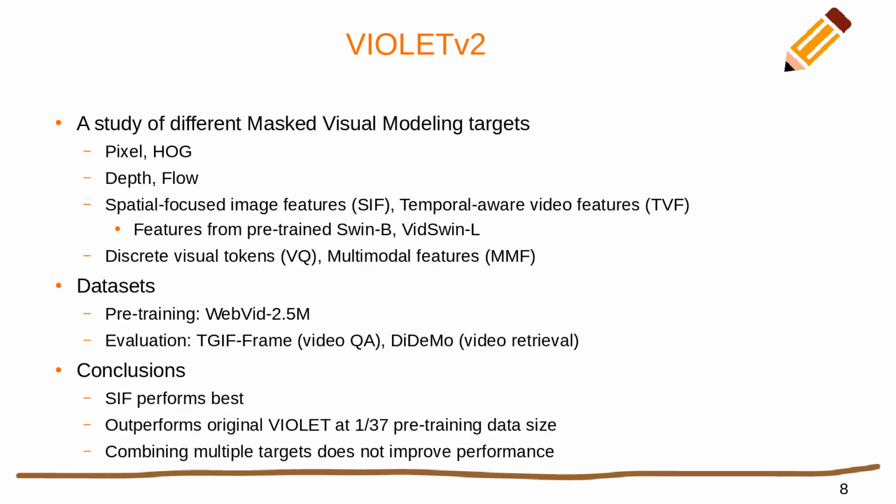The extension project of Violet, called Violet V2, explores the effectiveness of masked visual modeling, or MVM, in the context of video language learning. The study focuses on the video language transformer, or Violet model, and its enhancement, Violet V2, through MVM pre-training. The paper investigates different reconstructive targets of masked visual modeling, such as low-level pixel values, oriented gradients, depth maps, optical flow, discrete visual tokens, and latent visual features, and considers their impact on the downstream performance.